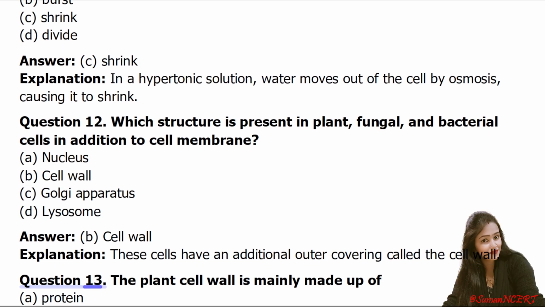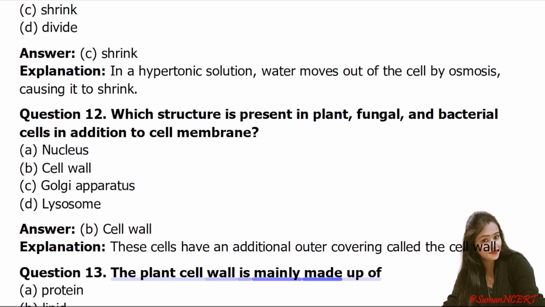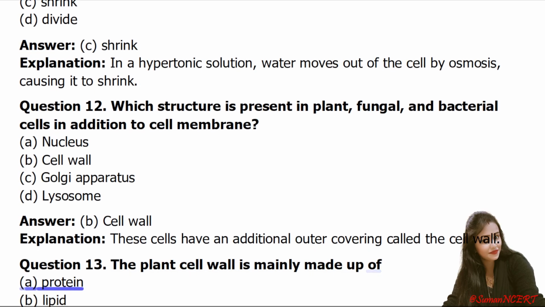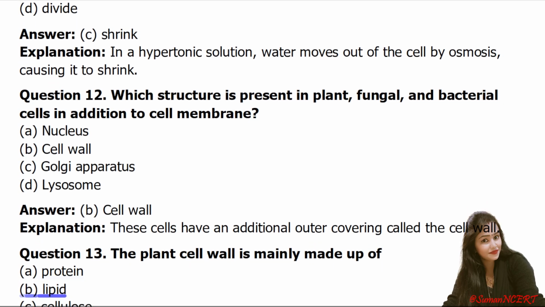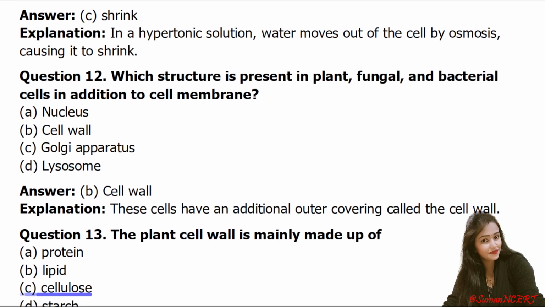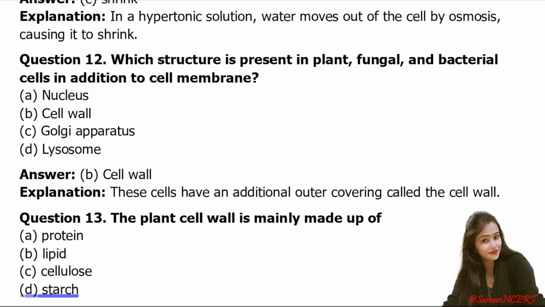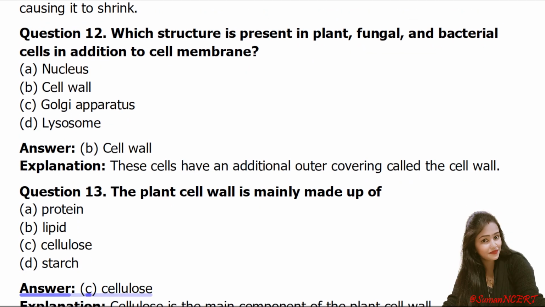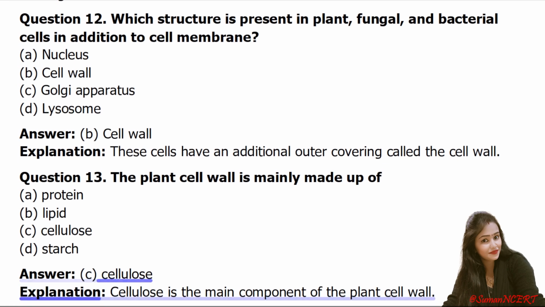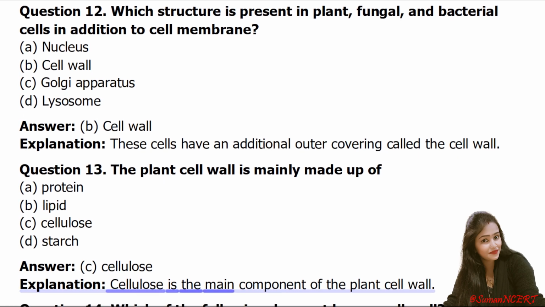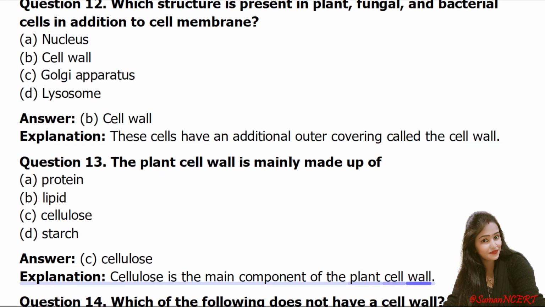Question 13. The plant cell wall is mainly made up of: A. Protein. B. Lipid. C. Cellulose. D. Starch. Answer: C. Cellulose. Explanation: cellulose is the main component of the plant cell wall.